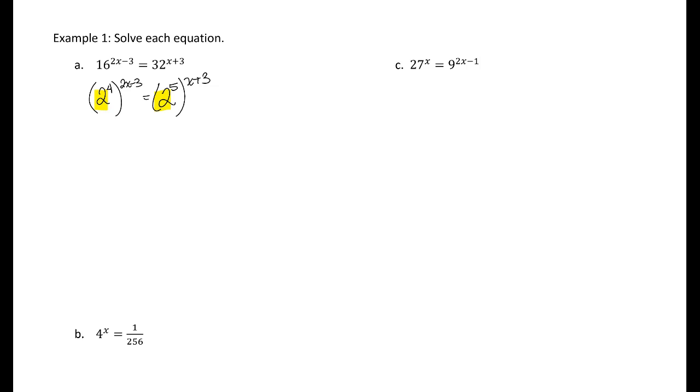Now that I have a common base of 2, I can use my exponent laws to simplify what's going on here. A power of a power means multiplication. So I'm going to distribute this 4 out, and I'm going to distribute this 5 out to both terms of the binomial that's in my exponent. So I've got 2 to the power of 8x minus 12 equals 2 to the power of 5x plus 15. Once I've done this, because the bases are the same, the exponents would have to be the same in order for this whole statement to be equal.